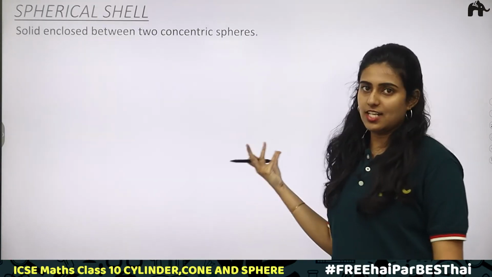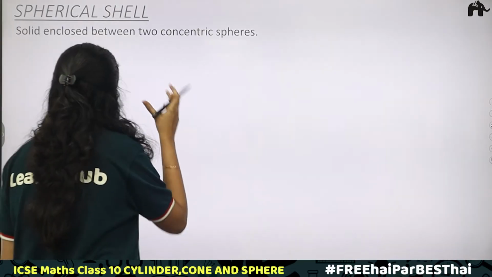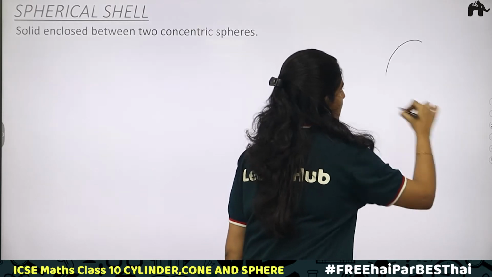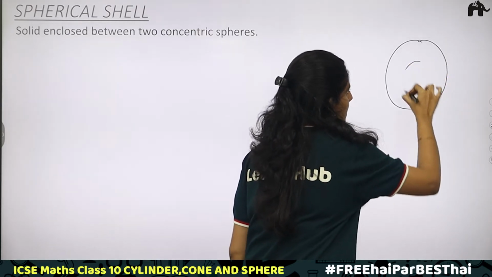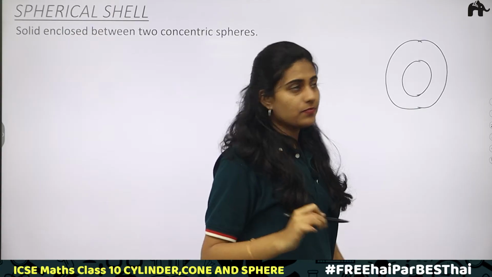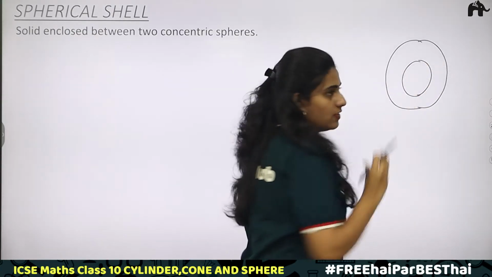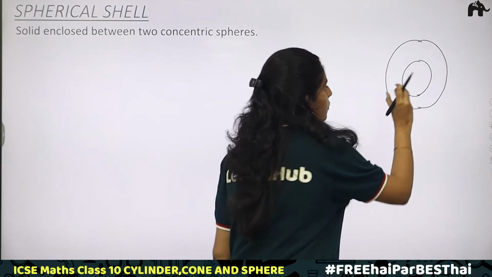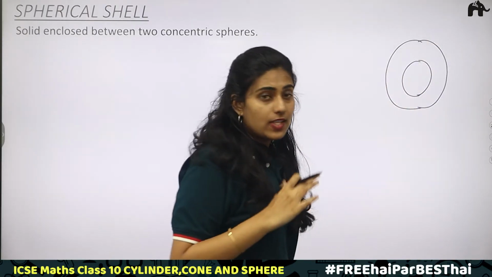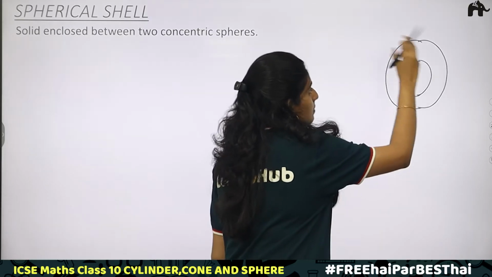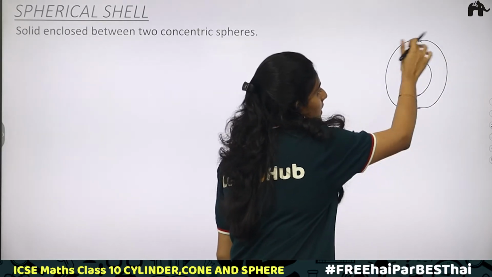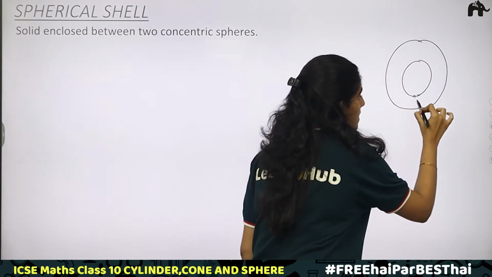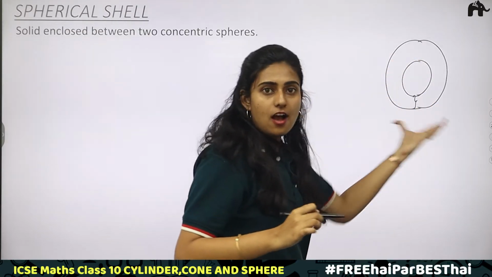Next, a spherical shell. A spherical shell is a solid enclosed between two concentric spheres. So here you will have an external sphere or outer sphere and an inner sphere. The space inside this inner sphere will be empty. If you need to find the volume of this spherical shell, we need to find the capacity, the amount that can be filled in the space between the inner sphere and outer sphere.